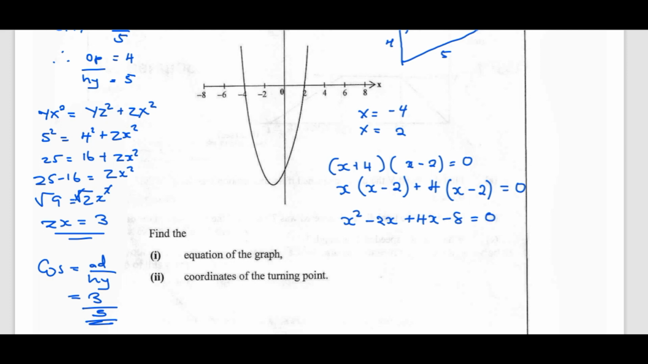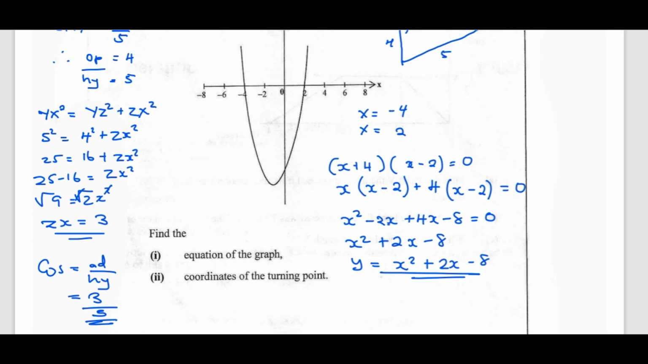So you collect the like terms here. We have x squared, and then negative 2x plus 4x. Different signs, we subtract, and we maintain the sign from the bigger number, which is 2x, minus 8. So we are saying that y is equal to x squared plus 2x minus 8. So this is the equation of the graph.